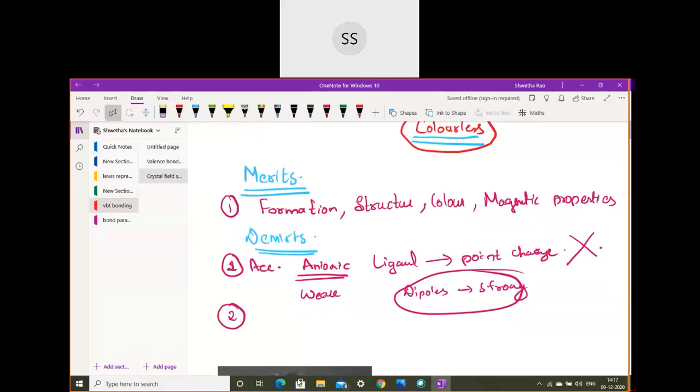One more demerit is that they could not explain anything related to covalent bonding. They concentrated only on the electrostatic interaction. They did not give any detail about the covalent character. This theory could not take any account of it, and that comes under the demerit part.